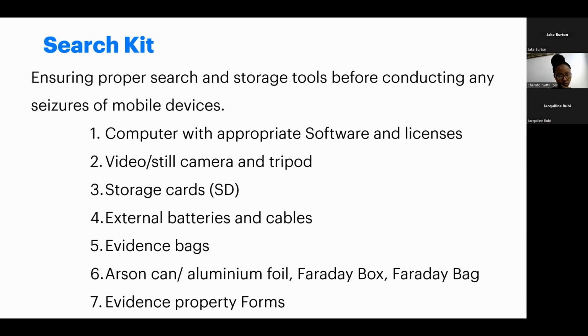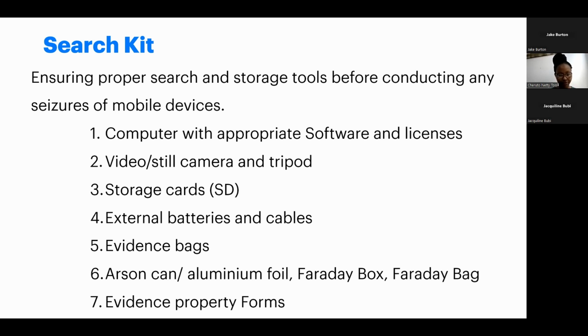And then you need evidence bags. This is primarily if this is a law enforcement kind of operation. And one of the biggest things you actually need are shielding devices. These are aluminum foils, Faraday boxes or Faraday bags, and arson cans. I'll talk about this later. I'll show you what we mean by that.